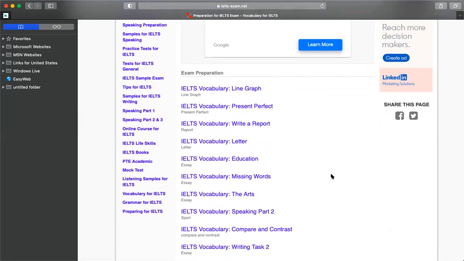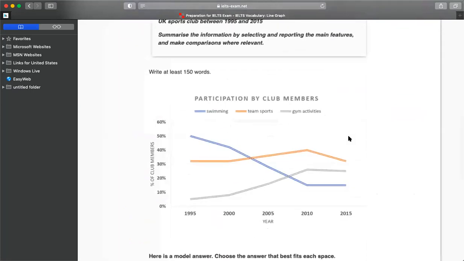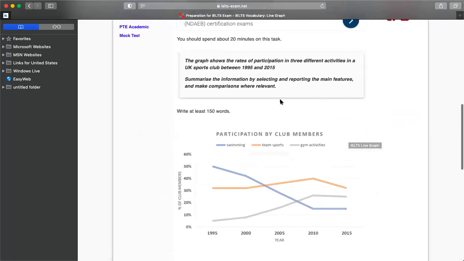So vocabulary will appear here, the list, different lists. We have a variety of words for if you're taking the academic test in IELTS, academic module. In your task 1, you need specific vocabulary. For example, for the line graph, you have specific vocabulary. They give you a sample line graph, as you can see in here. You see the topic in here. For example, this topic is saying the graph shows the rates of participation in 3 different activities in UK sports club between 1995 to 2015.